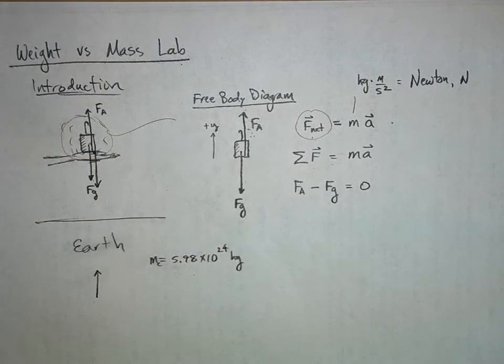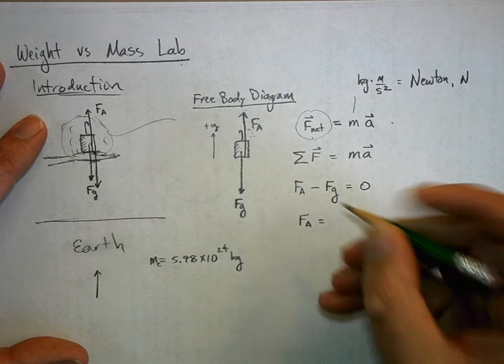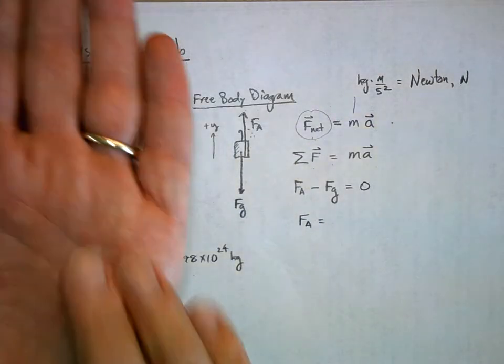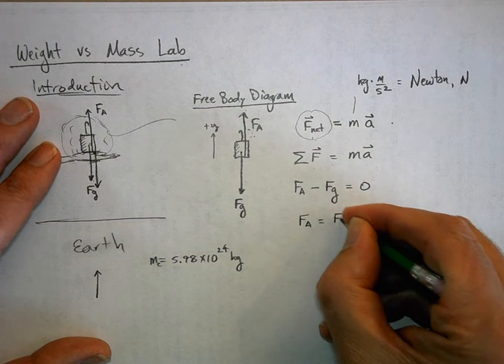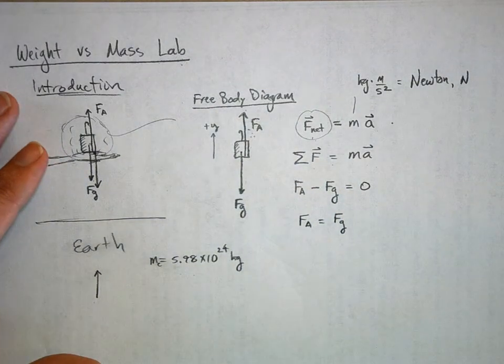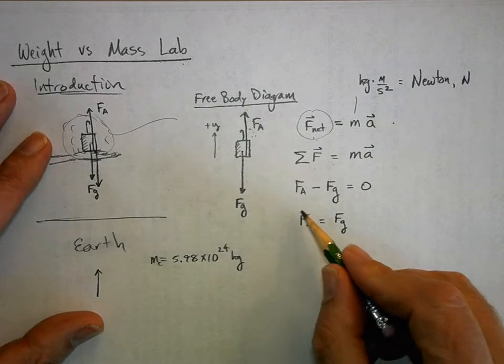Now, what does this allow me to say? I mean, it's pretty basic. The applied force, that is the supporting force my hand is providing to that mass, is just going to be equal to the force that the Earth pulls down on it, which we call weight, or the force of gravity. So that was the point of all this.